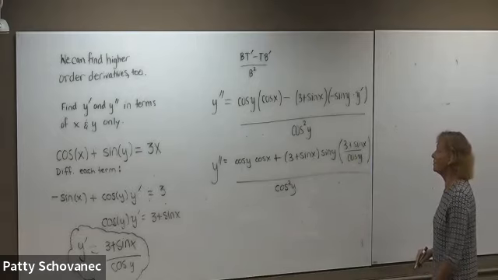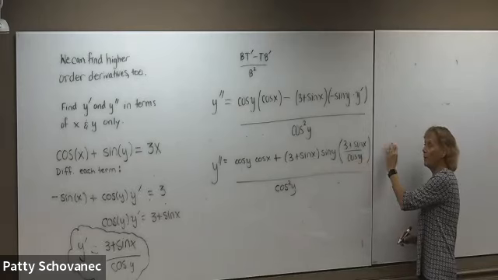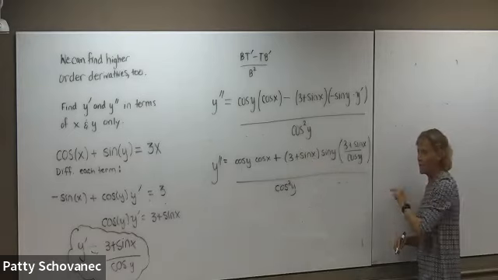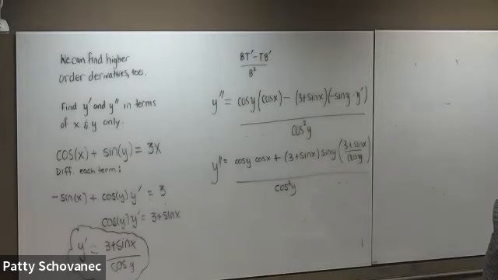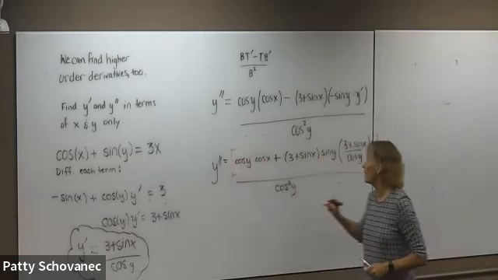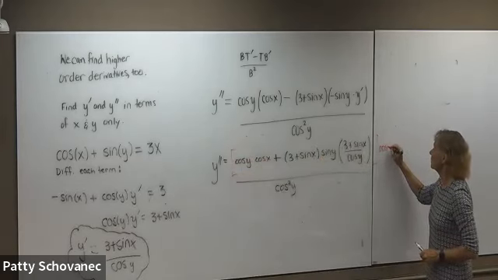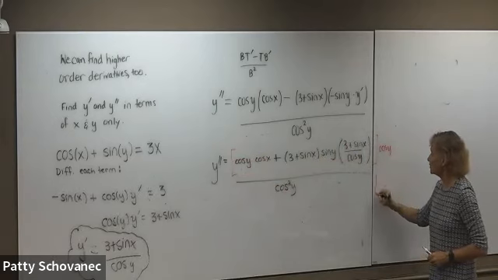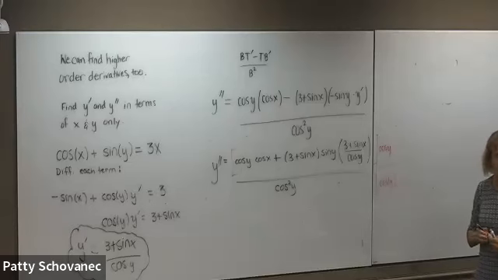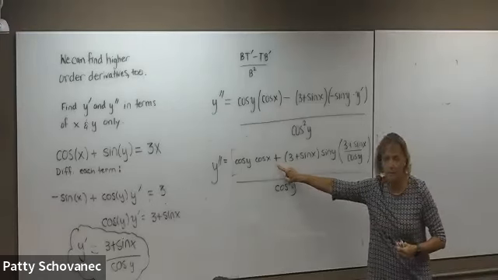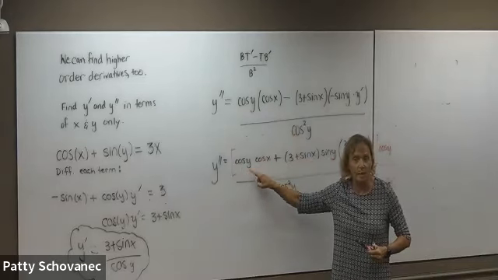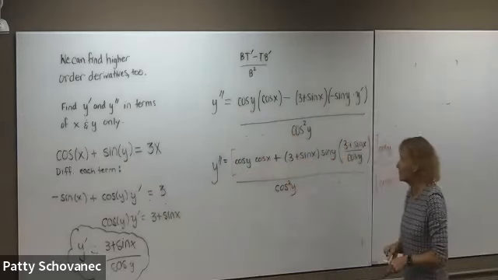The next thing I'm going to do is get rid of this. I'm multiplying this whole top row by the cosine of y. Whatever I do to the top, I have to do to the bottom. So I'm going to multiply all of this by the cosine of y, which means I have to do it down here as well. So I got to distribute it through the plus sign. When I multiply this by the cosine of y, I get the cosine squared of y times the cosine of x.